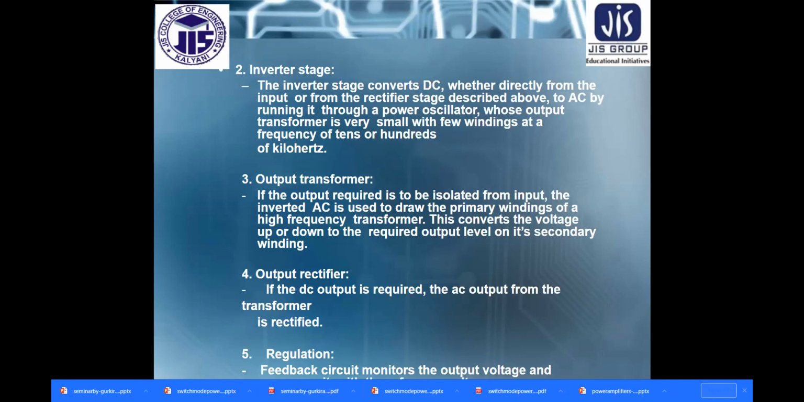Output rectifier: if the DC output is required, the AC output from the transformer is rectified, and regulation, the feedback circuit, monitors the output voltage.